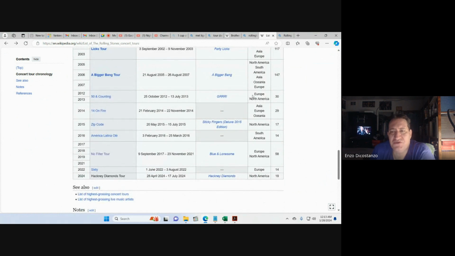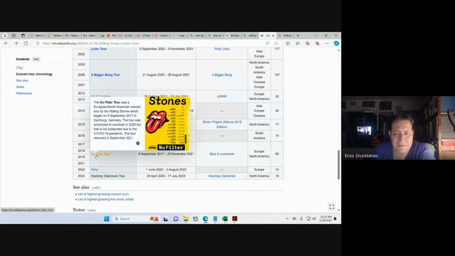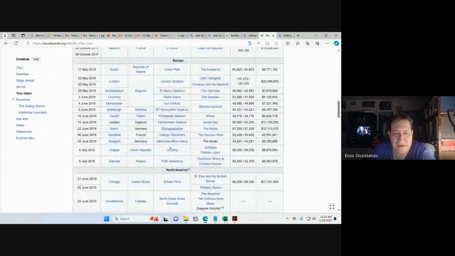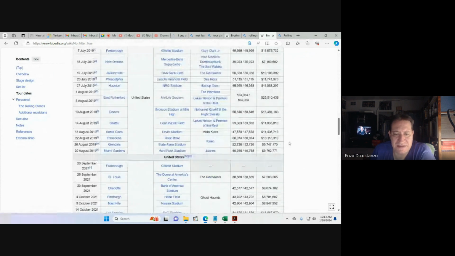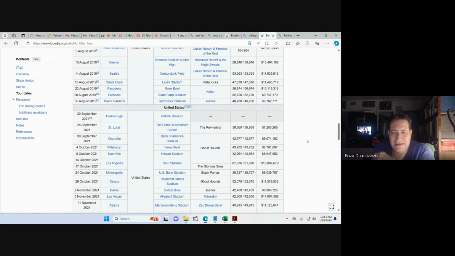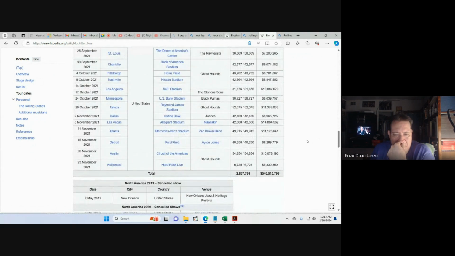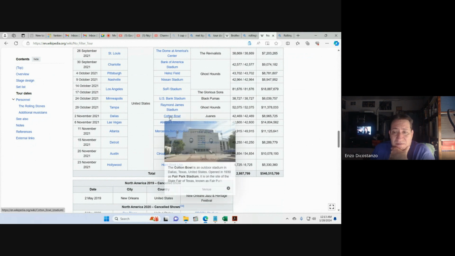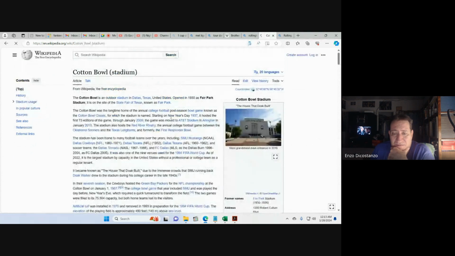The 50 and Counting tour had a number of shows. Bigger Bang was a big tour that lasted a couple years, right? But then the No Filter. And when they did play, okay, then I think they rounded back to us again, and I don't know. Okay, they did the Mercedes-Benz Stadium. They played the Cotton Bowl. Amazingly, how big is the Cotton Bowl?